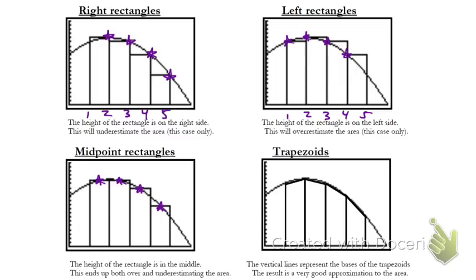And last but not least, trapezoids. Notice that the tops of them are slanted. They're not actually horizontal lines to create rectangles. They create trapezoids that are on their sides. And so we just connect the left and right hand points together to form this trapezoid and find the area that way. But like I said, that'll be for tomorrow's lesson.